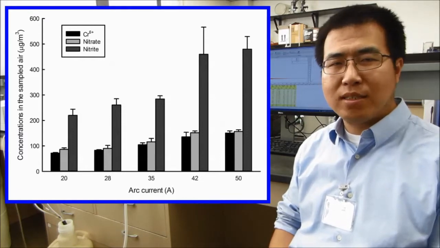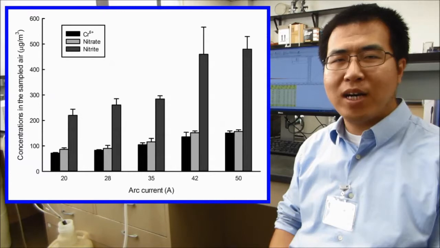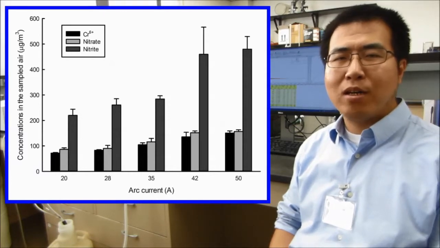Although this is much higher than the OSHA permissible exposure limit of 5 micrograms per cubic meter, we cannot directly compare them, because the worker only breathes in a fraction of the fume in an 8-hour work shift.